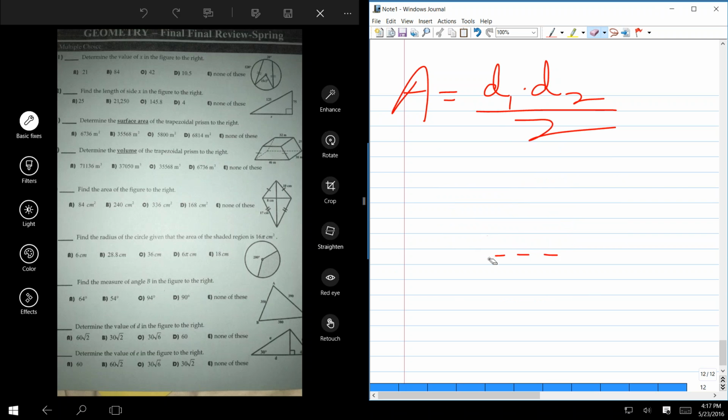Now let's figure out what our diagonals are. What's the horizontal diagonal? 16. What's the vertical diagonal? 8. No, 15. This part is not 8. This part is something else. I was thinking of the primitive. Isn't it an 8, 15, 17?